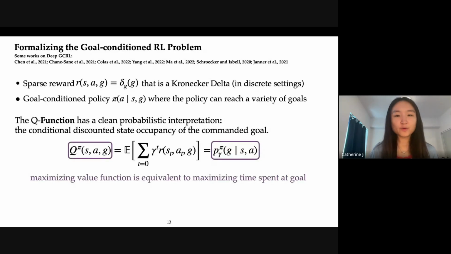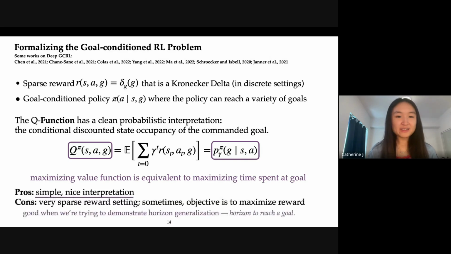Okay, so now for the probabilistic interpretation. If we write out the Q function of this sparse reward, the Q function is going to end up looking like the conditional discounted state occupancy of the commanded goal, where pi just notes that this is conditioned on that specific policy that's defining our Q function, and gamma is our discount factor. And what this equation is saying is that maximizing our value function is going to be equivalent to maximizing time spent at our goal.